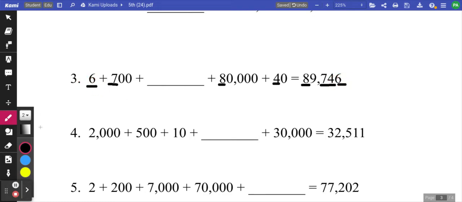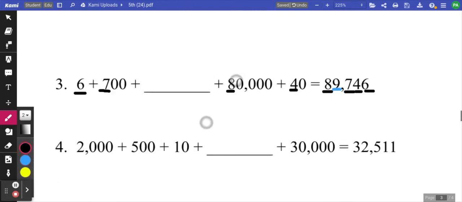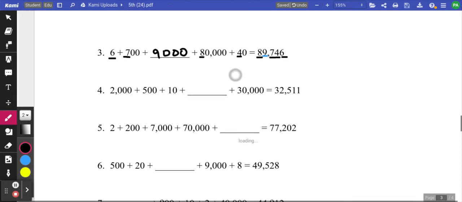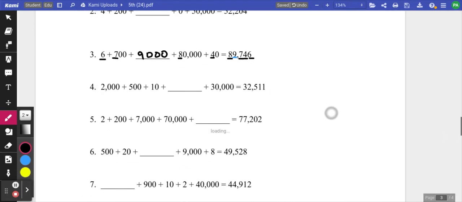And now we're just missing the thousands, which is where 9 is supposed to be. And we don't see it, so what's the missing number? We're missing 9,000. So we're kind of going reverse to what we normally did in the past.